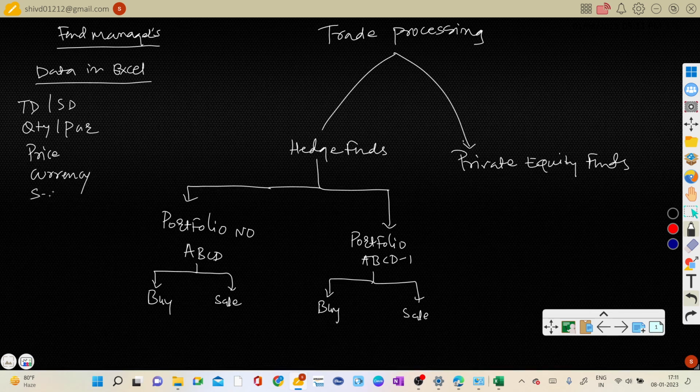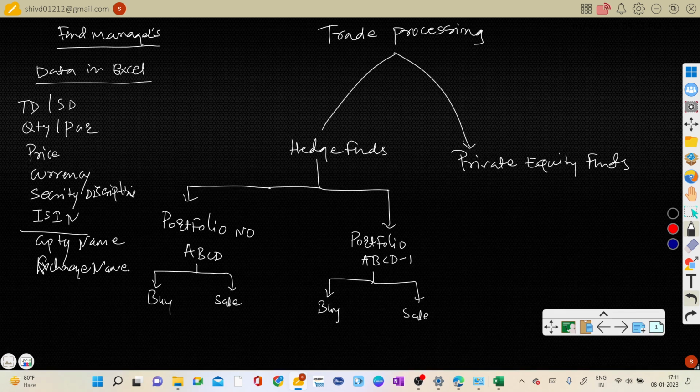then security description, security descriptions, ISIN. So without this, a counterparty name, or maybe exchange name. So without this, you cannot book the trades. Correct. So this is key information that we require. Without this, you cannot book the trades.